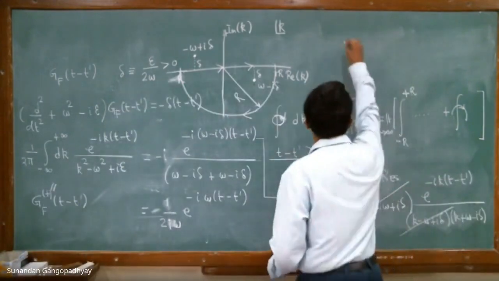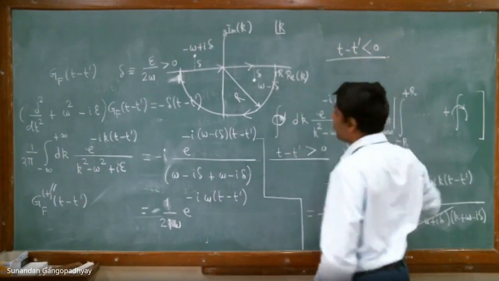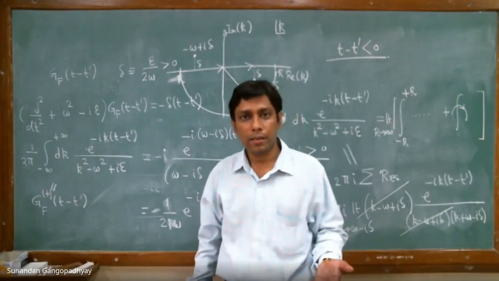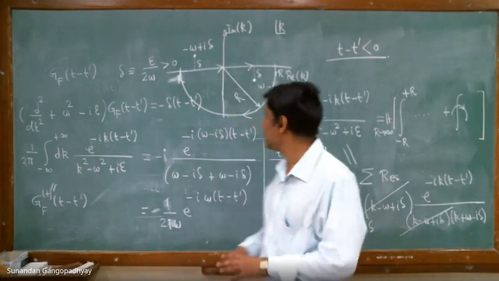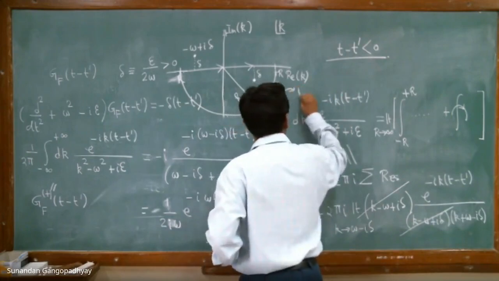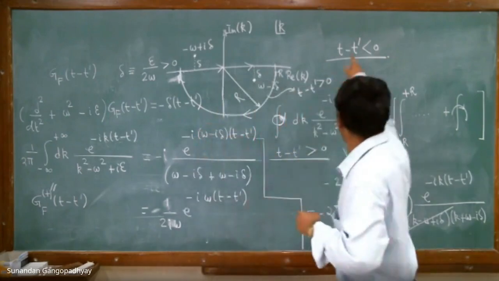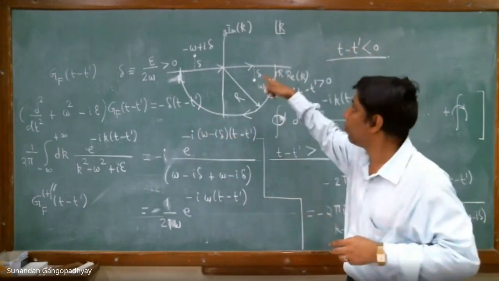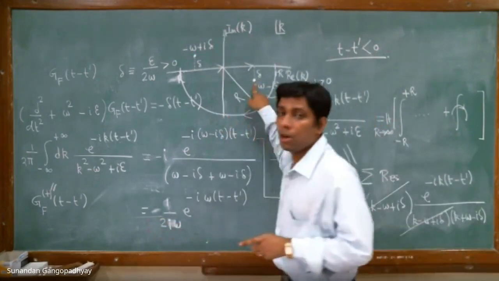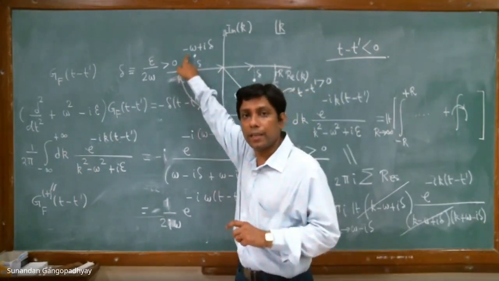Now there is a second case, which is t minus t prime less than 0. You have to consider this case also, and the argument once again goes as in the previous case. So this is the case for t minus t prime greater than 0. You close it in the lower half plane. For t minus t prime less than 0, you close it in the upper half plane. And if you close it in the upper half plane, this pole will not contribute. You will get the residue contribution from this simple pole. You have to take this contribution.